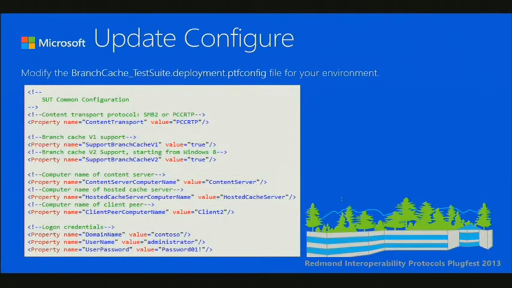The first part is to update the configuration. We can find the configuration file named branch cache test suite.deployment.ptf config file in the test suite project. And here we can specify which transport protocol you are using and which version you are supporting, and the computer names, the credentials, and also other information below.